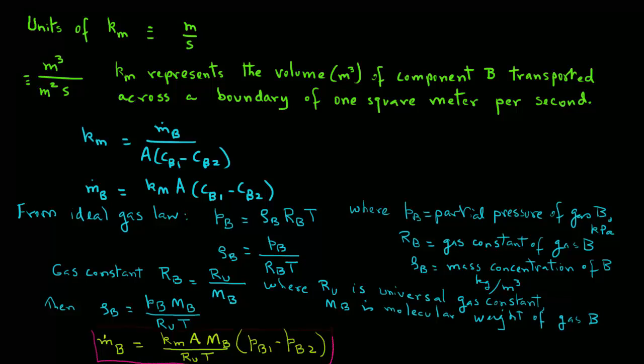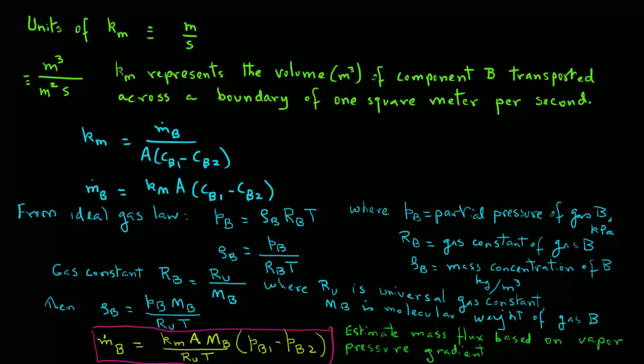This expression is useful when we are trying to estimate the mass flux based on the vapor pressure gradient instead of the concentration gradient. So note that here we have the gradient expressed in partial pressures. We will use these expressions in solving problems where we are interested in finding out the mass flux.